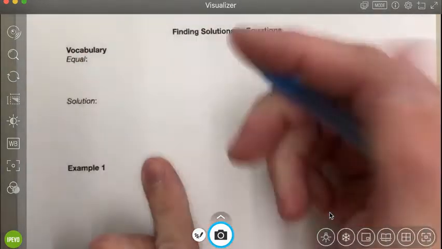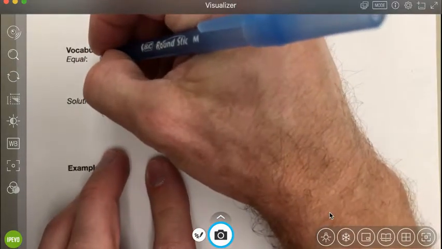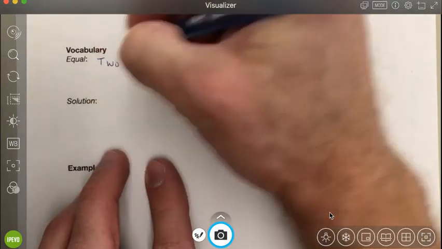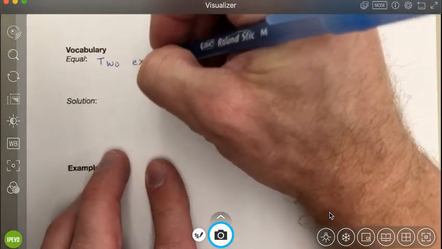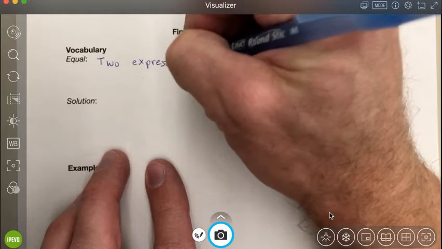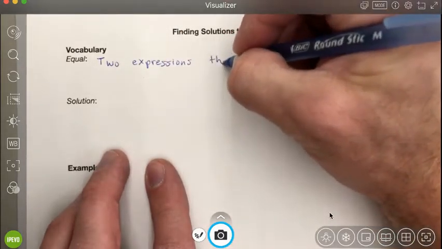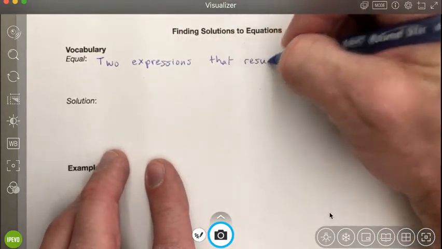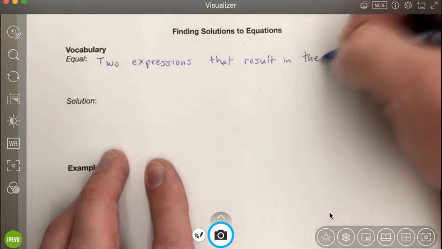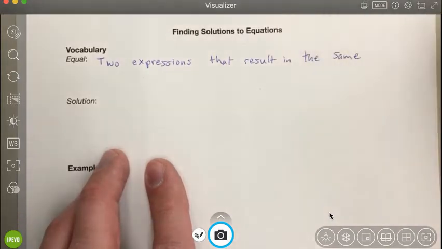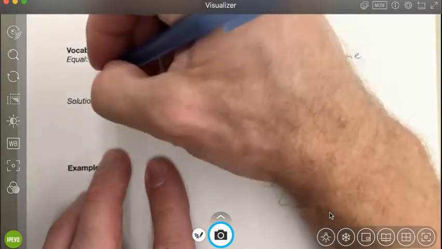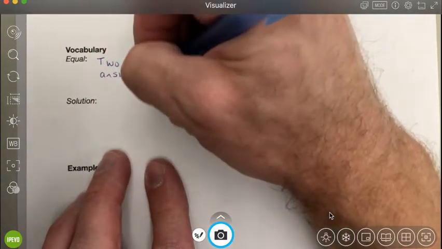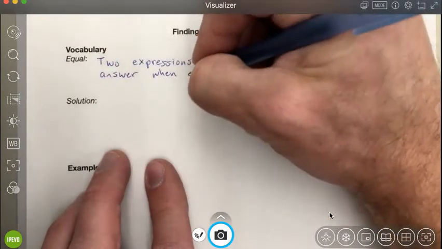So when we say two things are equal, all we mean is that we have two expressions that result in the same answer when evaluated.